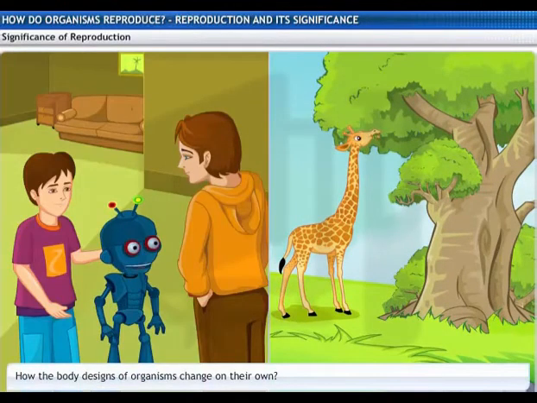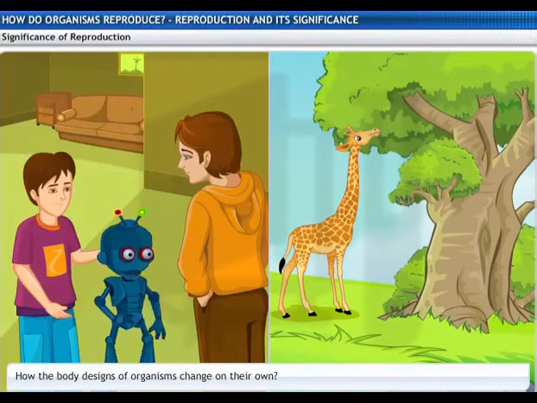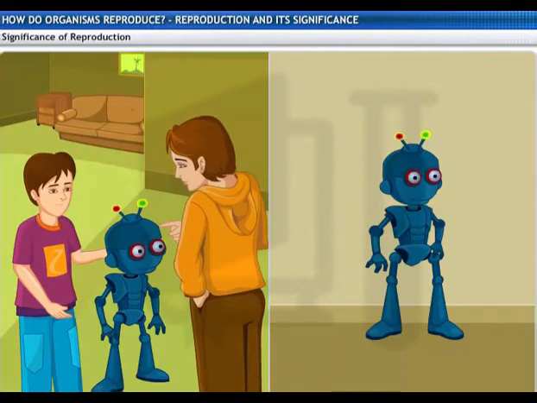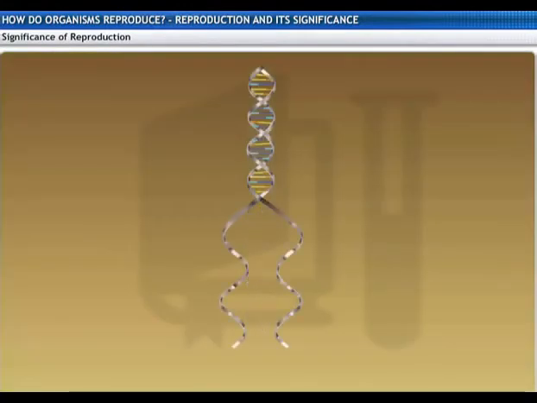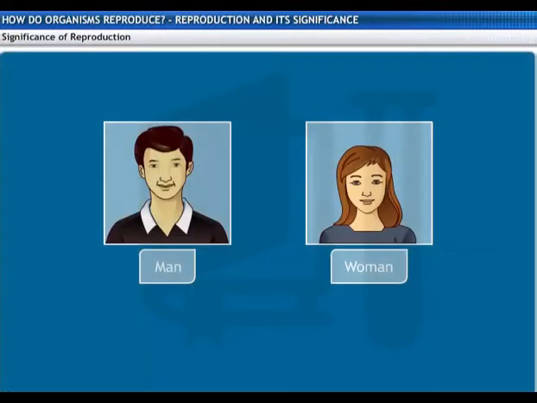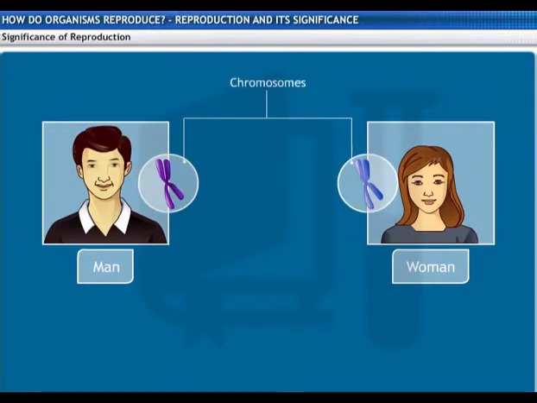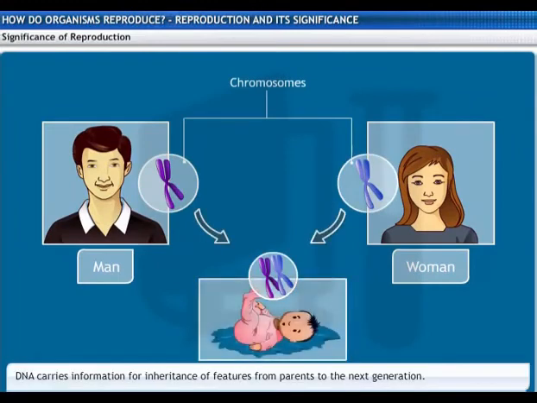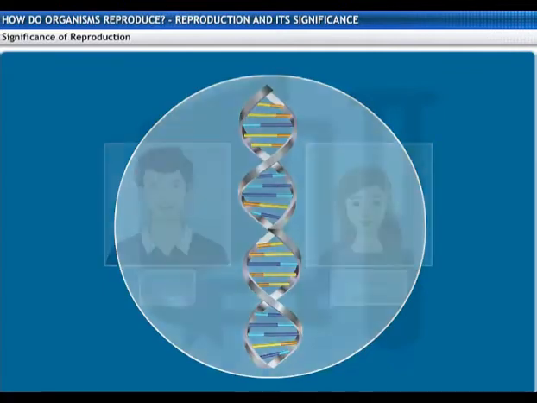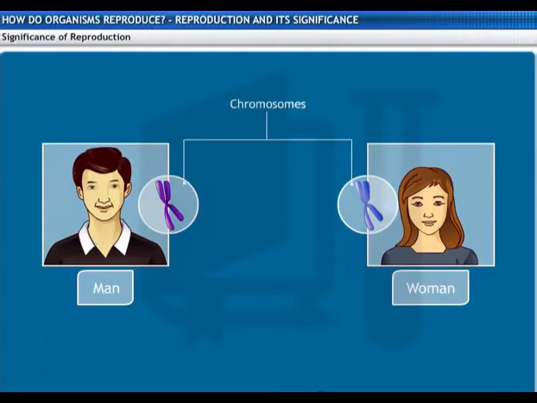How do they change their body design on their own? Well, it is a little different from the way we designed you, for sure. The answer lies in variations produced during DNA replication. You must have studied at school about how chromosomes in the nucleus of a cell carry information for the inheritance of features from parents to the next generation in the form of DNA, deoxyribonucleic acid molecules. So, what happens during reproduction is that a DNA copy is created.